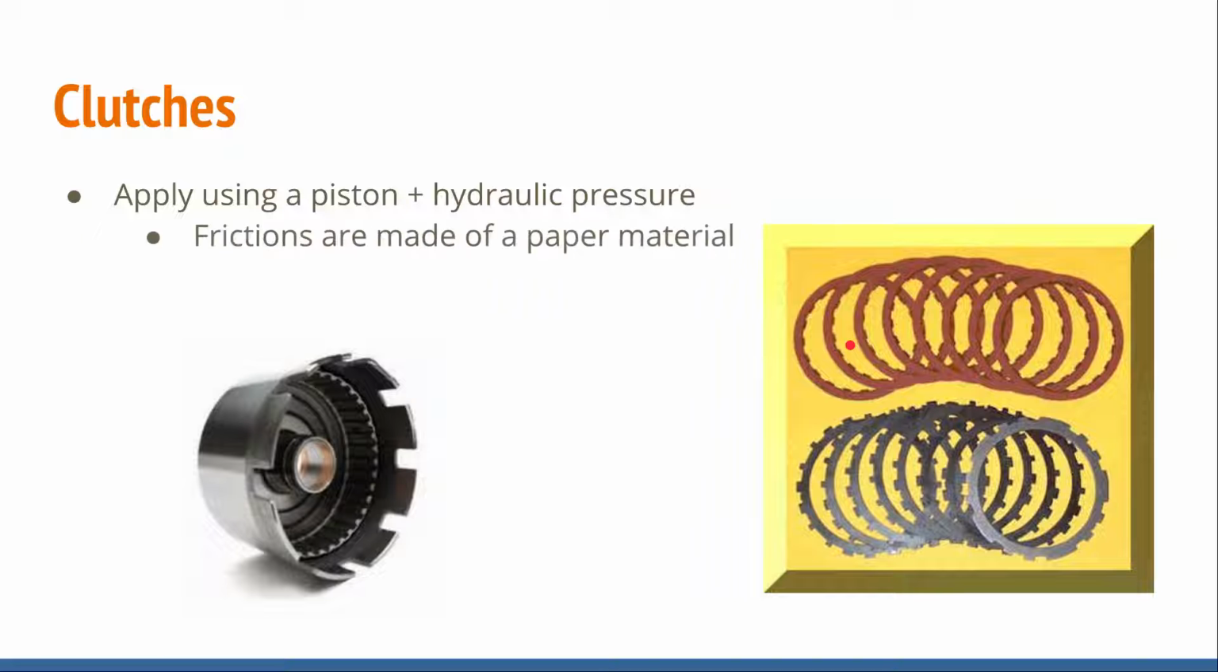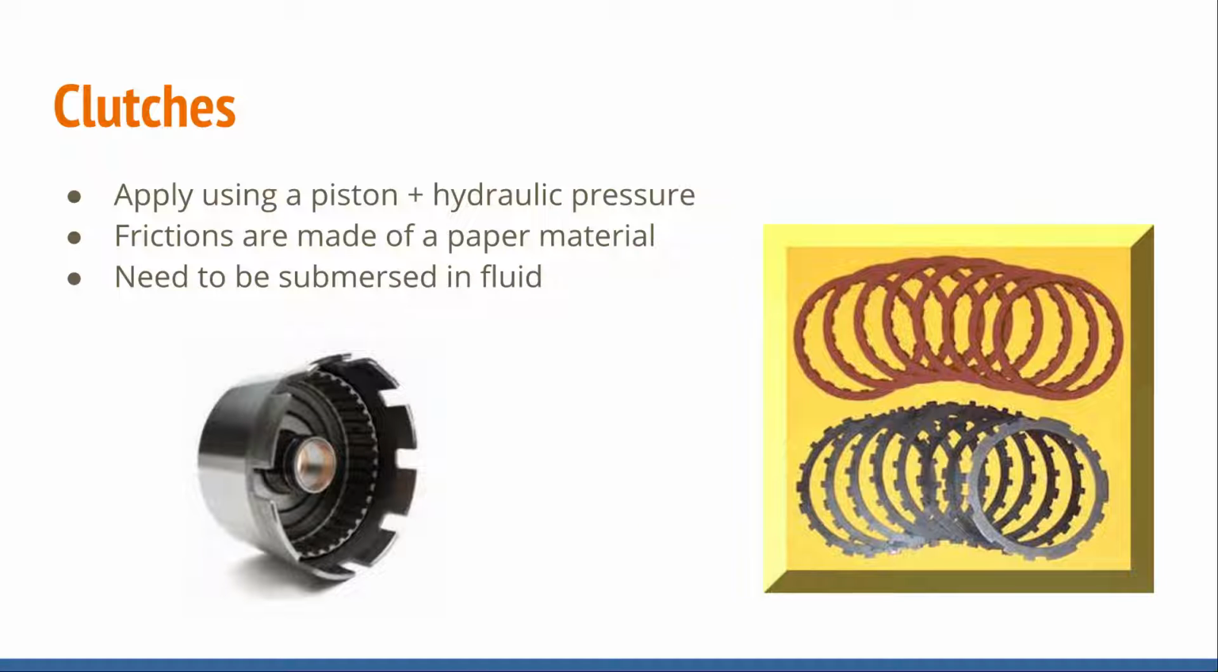Frictions right here are made of a paper element, so it's a stamped steel round ring there with paper element glued onto it. Friction clutches need to be submerged in fluid or they will instantly burn up. And also friction discs are always next to a steel. So it always goes friction, steel, friction, steel. They always sit next to a steel.